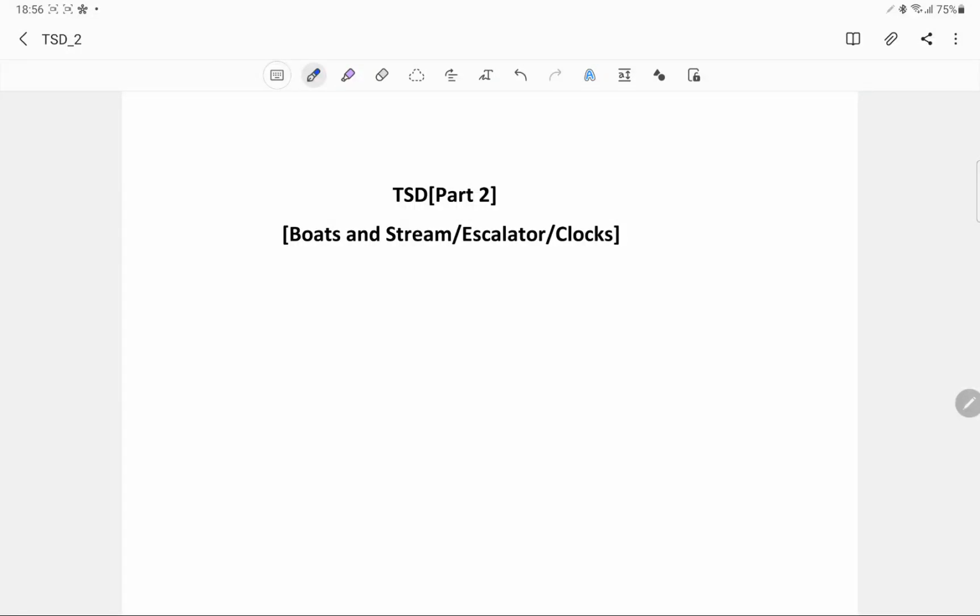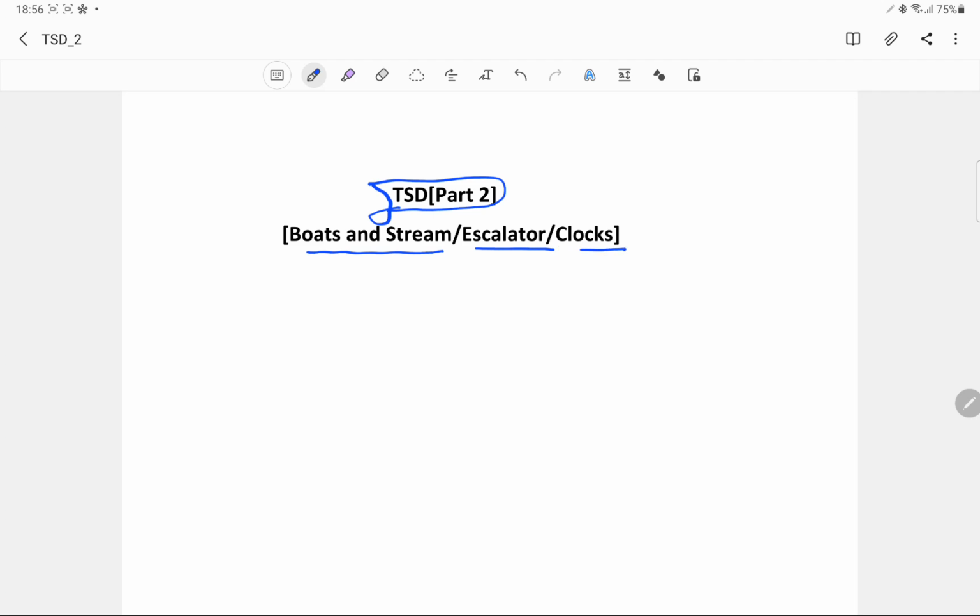Okay, so hi guys. Today we'll be starting with our session 2 on time, speed and distance. In this session we'll be covering problems based on boats and streams, escalators and clocks.